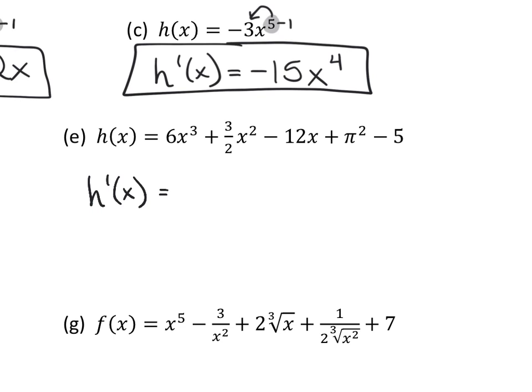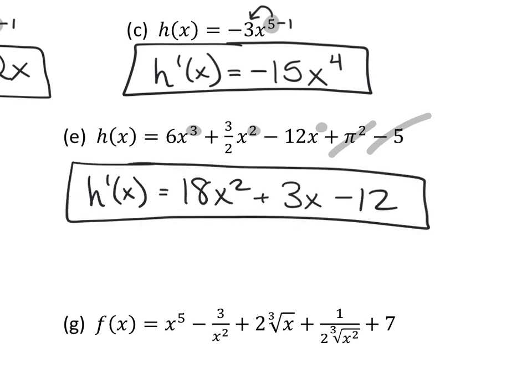We should have had, because of this power, 18x squared. And then because of this power, positive 3x, and then technically because of this power, minus 12. Both of these things are constant. Pi is just a number, so pi squared is still just a number, so that goes away. Negative 5 is just a number. The derivative of any plain number is 0. It should just be 18x squared plus 3x minus 12. How'd we do? Okay.